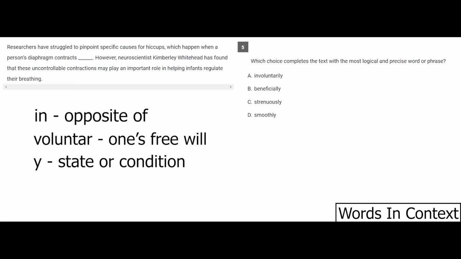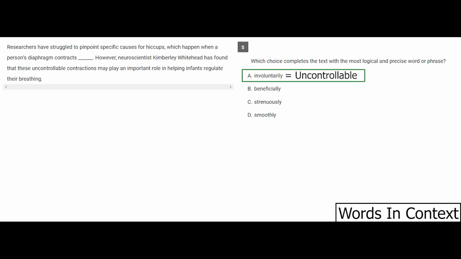The broken words all put together pretty much translates to not controllable or uncontrollable, meaning it's a very strong match with our test phrase. Just to be safe, I would look at the rest of the answer choices, apply the same process if needed, and ensure that they're all incorrect before moving on to the next question.